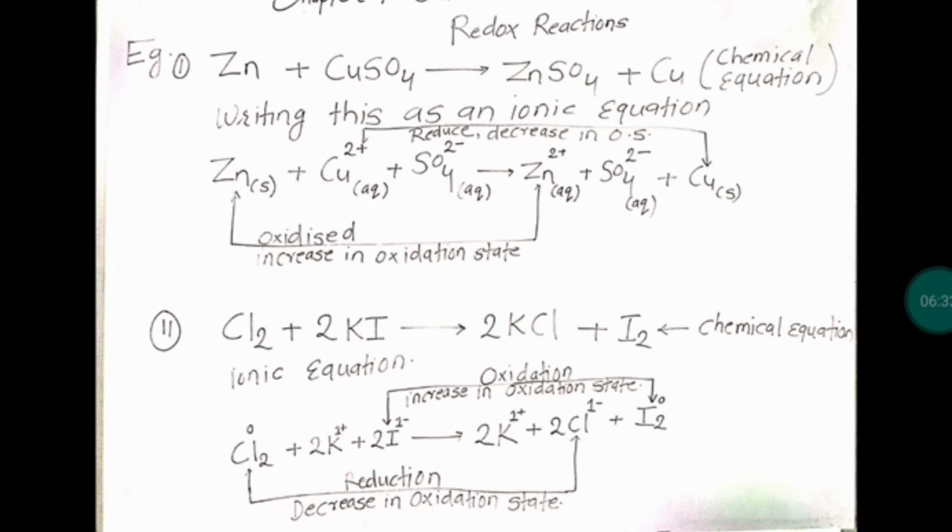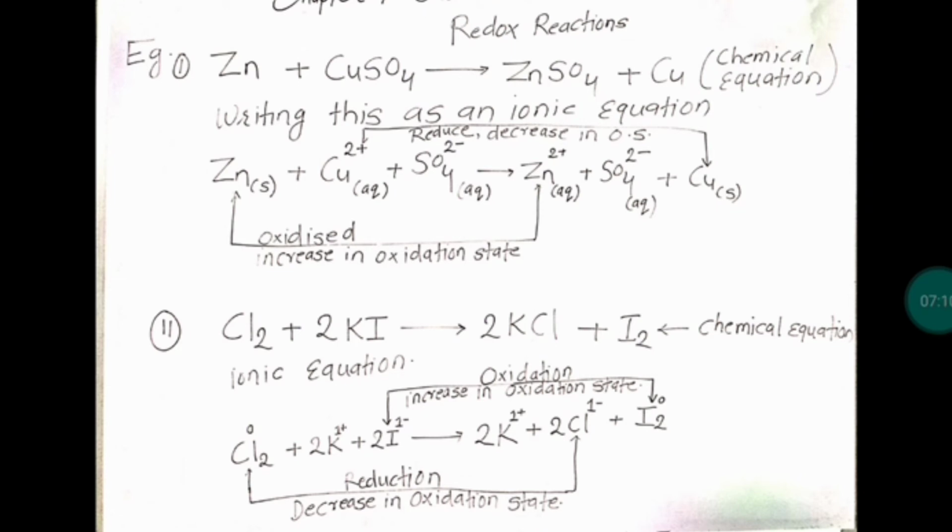Another example: chlorine plus 2KI giving 2KCl plus I2. Again we have to write down the ionic equation. So chlorine in elemental form has a 0 oxidation state, and in 2KI potassium is +1 and iodide has -1 oxidation state, forming KCl with +1 and -1, and iodine again has 0 oxidation state.